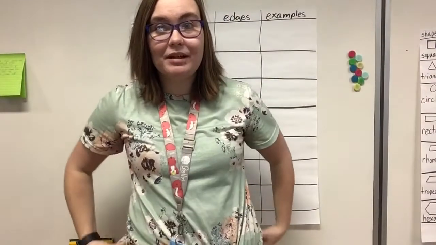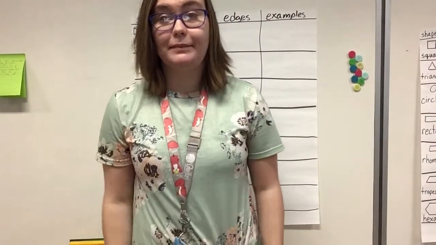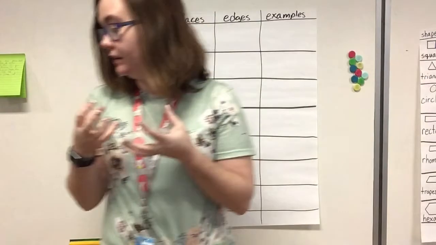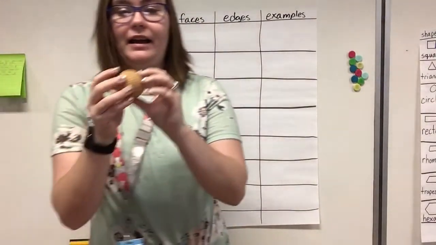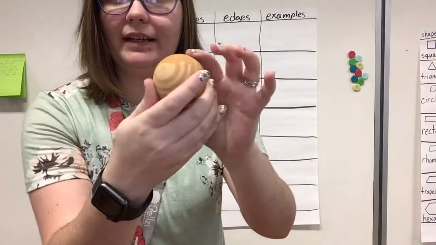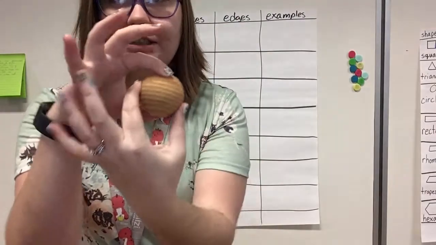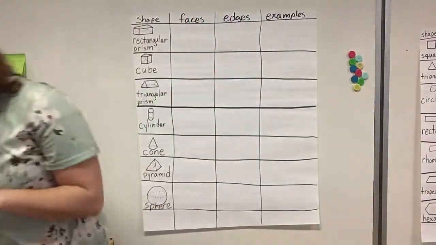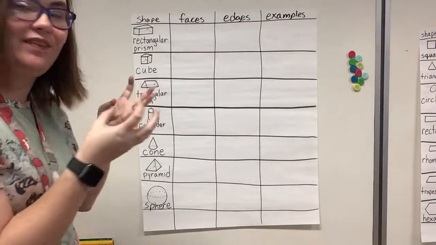Our goal is I can identify 3D shapes and their attributes. So let's get working. Hi guys, today we're going to work on some 3D shapes. 3D means that I can really hold it in my hands. It has shape and it is thick. It's not just flat on a page. So we are able to feel it.